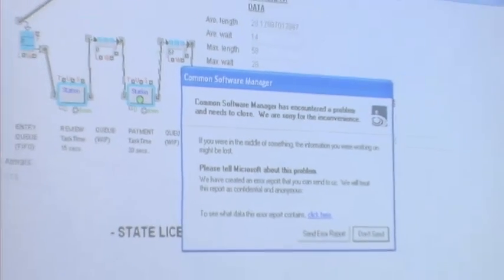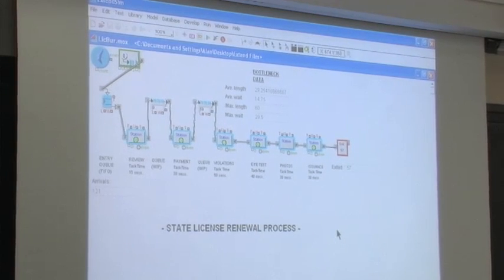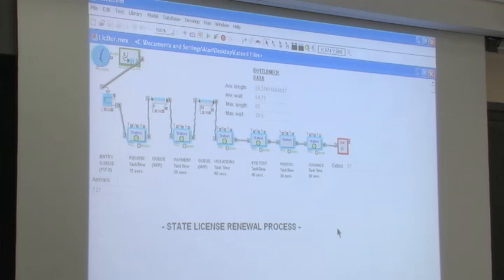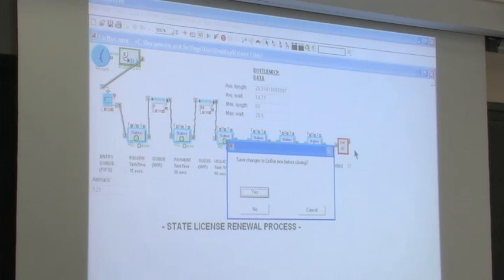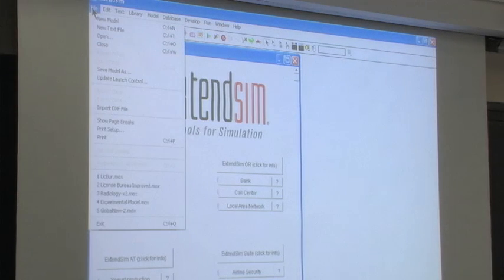I don't think I want to send this, especially since I don't have an internet connection. But you get the idea from watching this model run what the problem was. So the question was, what can we do with this process to make it more efficient so that people don't have to wait as long? So let me close this. License Bureau improved.